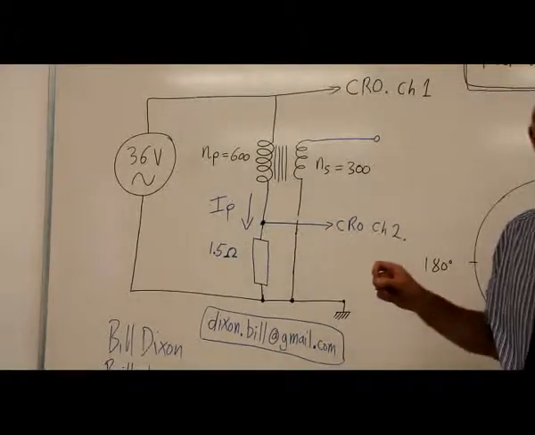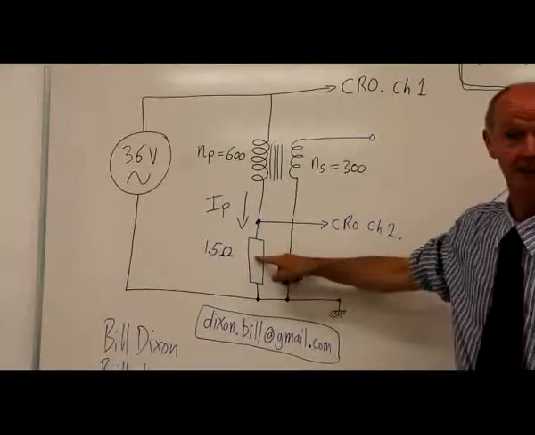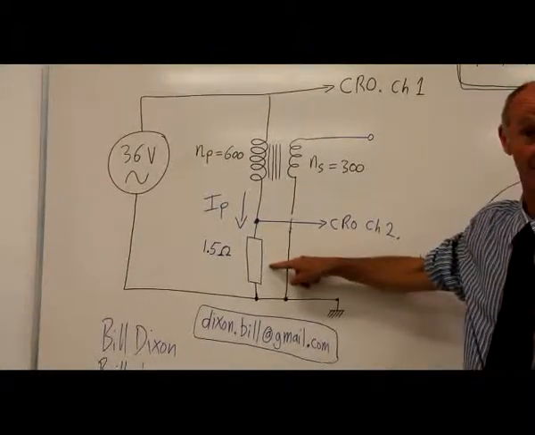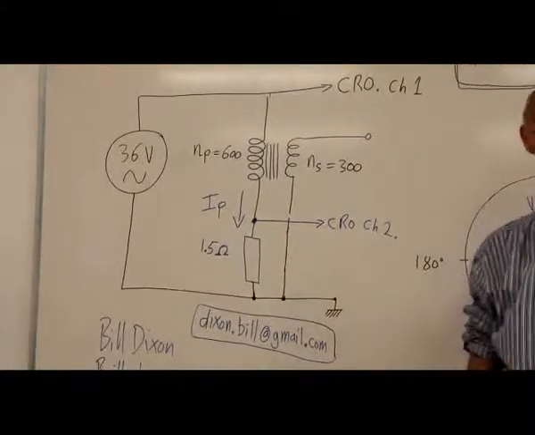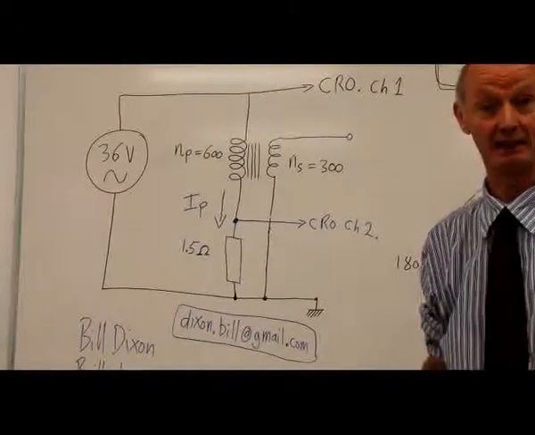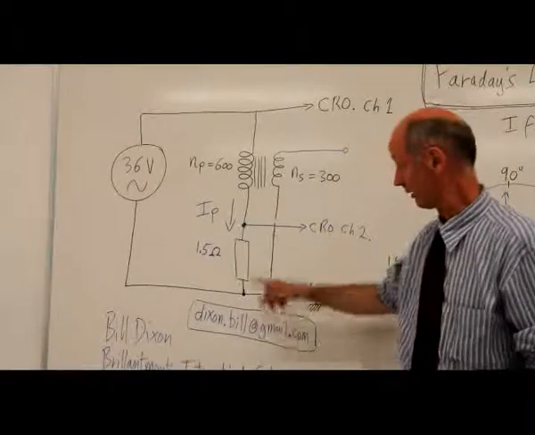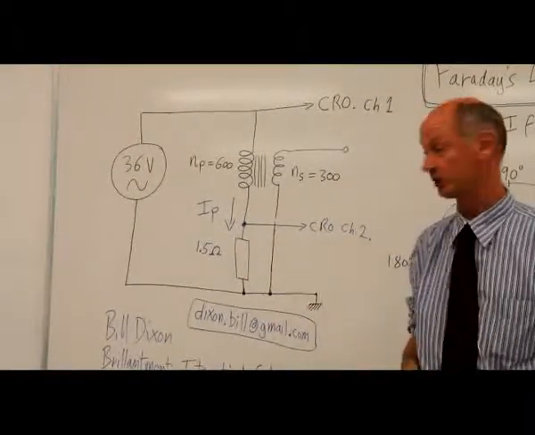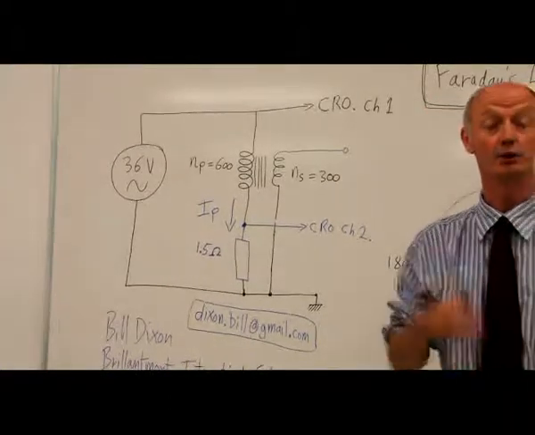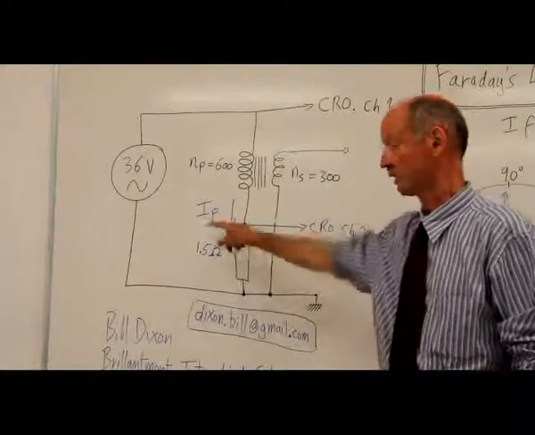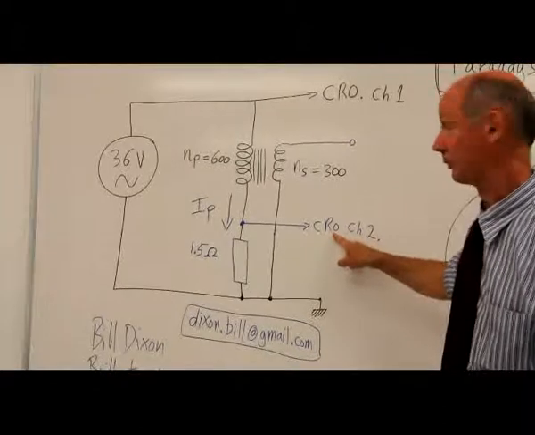So that we can measure the current in the primary, IP, I've put a resistor in the circuit here. It's a small resistance, it shouldn't affect the behaviour of the circuit, 1.5 ohms. Nothing special about that, I just happen to have a resistor of that value lying around. The current in the primary will create a small voltage across this resistance in accordance with Ohm's law, V equals IR, which will of course be in phase with the current in the primary. And I've sent that now to channel 2 of the oscilloscope.